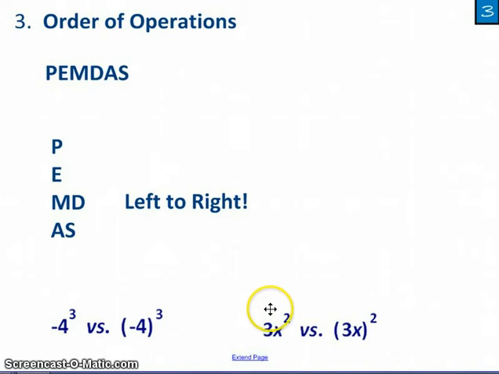Let's look at this one. 3x squared: in this case the 2 only applies to the x, whereas in this case the 2 exponent applies to everything that's in the parens. Let's think about substituting a number in. Something simple. How about if we just made x equal to 2?